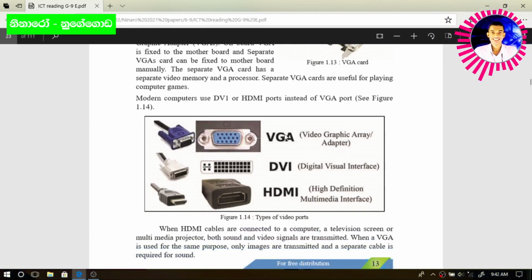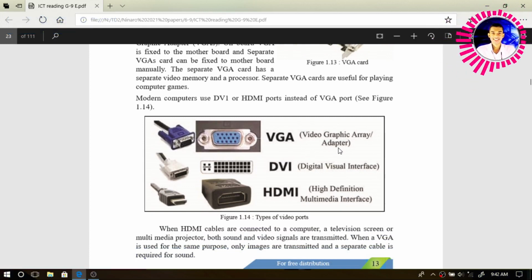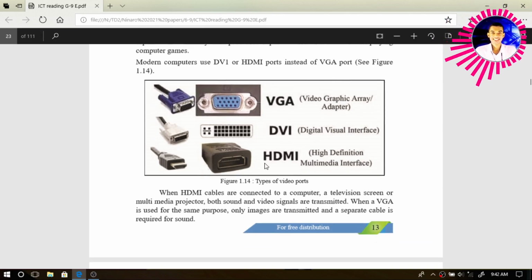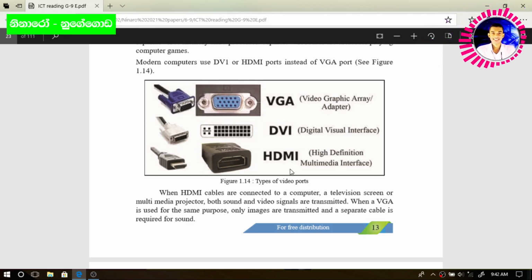So there are three types of video cards which we can use in the computer: the classical one, video graphic array or adapter, DVI, digital visual interface, and also HDMI, high definition multimedia interface. Through HDMI, we can also get the audio output through the same port. Therefore, we can use HDMI to get a high quality output on the monitor.